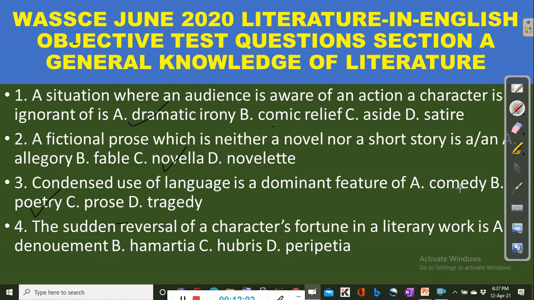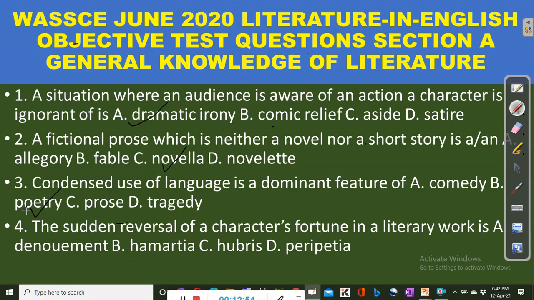So comedy is really a genre or a subgenre of literature, or specifically a type of drama or play. We have different types of drama. Let me not limit it to a number of three or four. You have comedy, you have tragedy, you have tragic comedy. Of course, you also have other types like farce, satire, and other types as well. So comedy is actually out of it, as we can see.